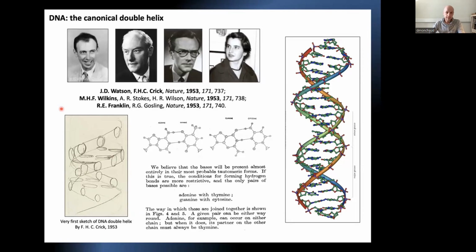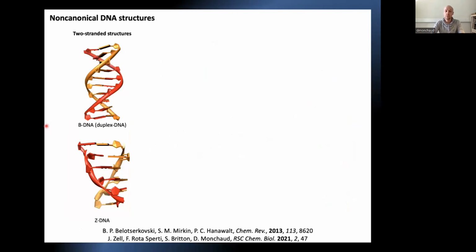But what is less known is the fact that nucleic acids can also adopt a series of other structures, which are called the higher order nucleic acid structures, or the alternative nucleic acid structures, and can be 2-stranded, 3-stranded, or 4-stranded structures. For example, here you have the wonderful B-DNA.